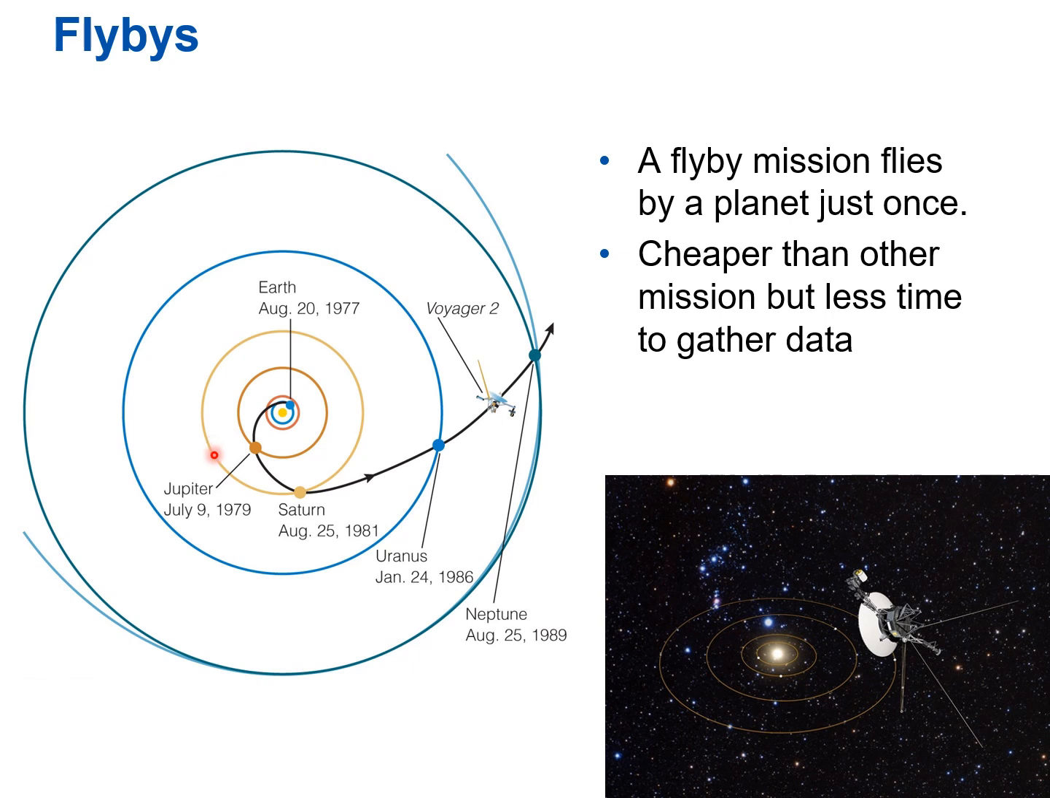So you can see the path that it took. It went past Saturn in 81, went past Uranus in 86, and finally it completed its mission passing by Neptune in 1989. So a 12-year mission. The Voyager 2 spacecraft continued going, sending information back to Earth, and it continues going on to this day.